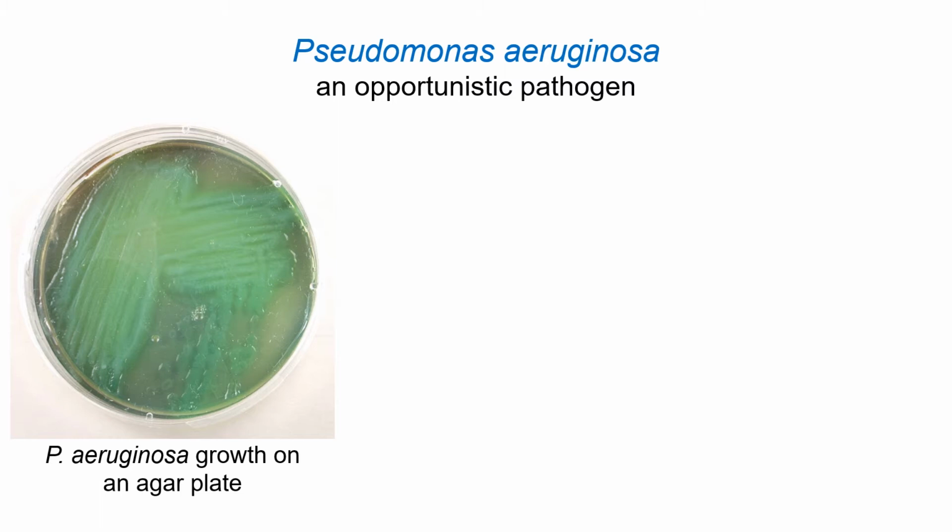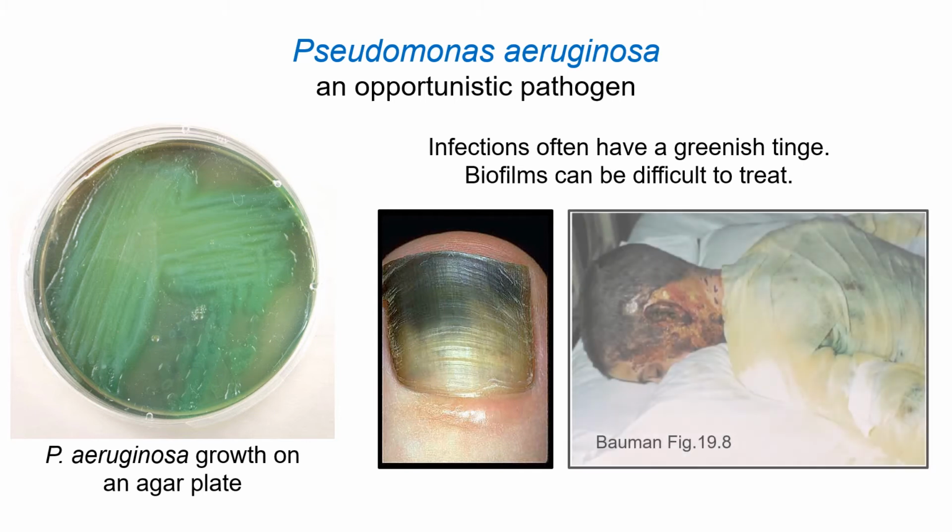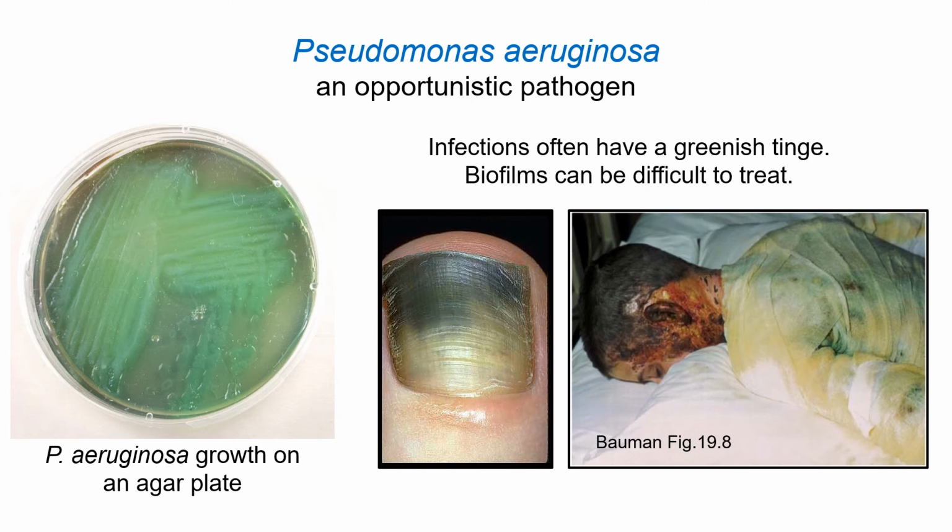I'll show you some pictures of some wounds. So here is somebody with a Pseudomonas infection in their fingernail, and you can see that greenish tinge to it. Here's somebody with some severe burning, and unfortunately it looks like their bandages have become infected by Pseudomonas aeruginosa. This is going to be very hard to treat for this individual. The burns are, of course, going to be very, very painful, and having an infection on the burns can often be life-threatening.